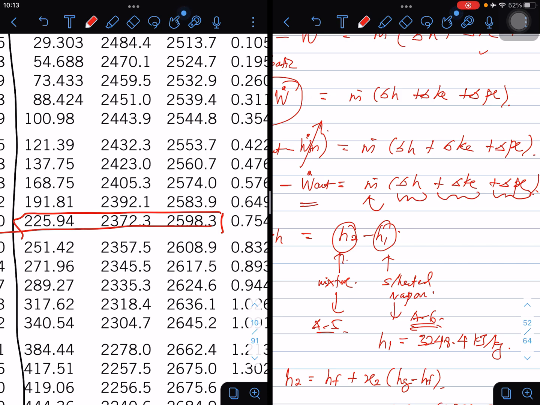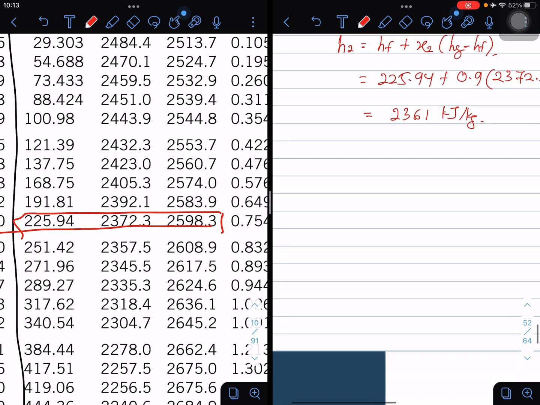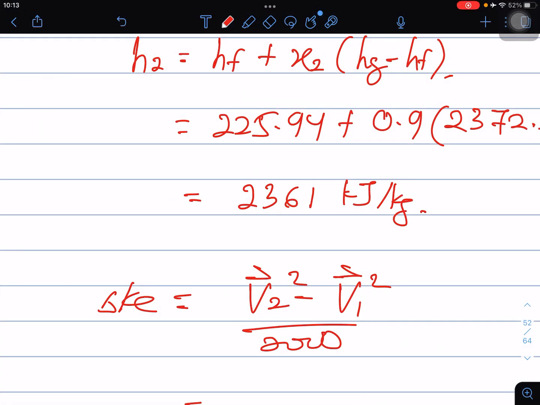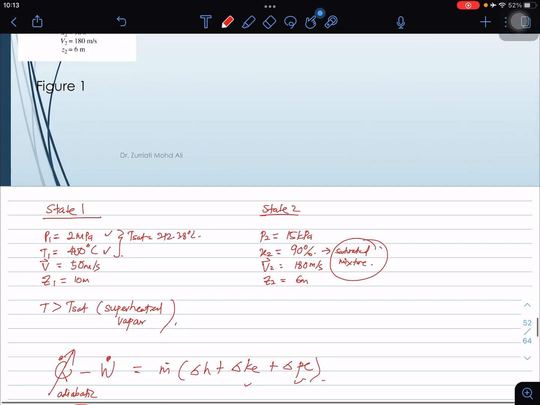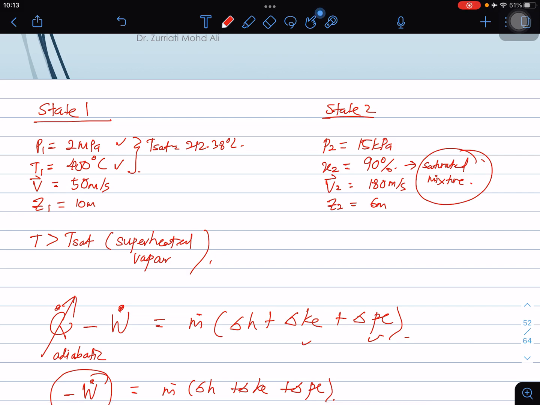Okay, so now we need to find delta KE. Delta KE basically is equal to the change of the kinetic energy. So this is equal to V2 squared minus V1 squared over 2000. Since these values I think are already given in the problem, V2 and also V1: V2 is 180, V1 is 50.